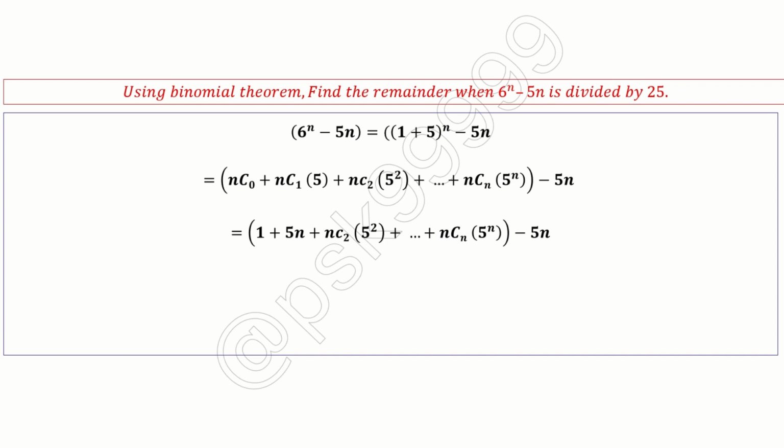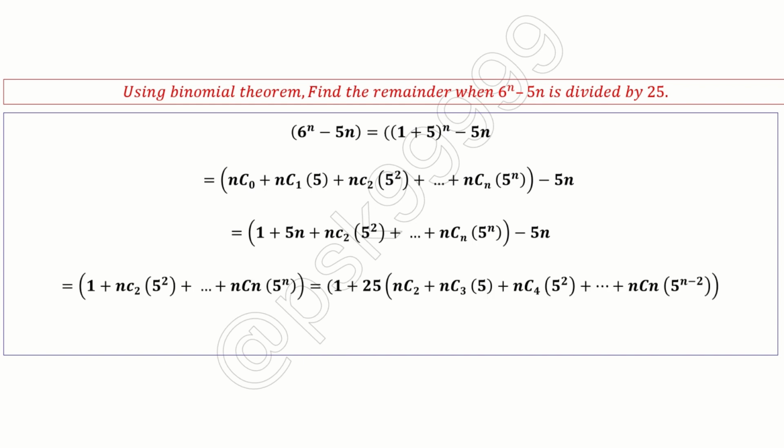Okay, so I can write this as 1 plus 5n, and then 5n and minus 5n get cancelled, so I will write it as 1 plus 25 times this whole number. So my 6 to the power of n minus 5n is finally left as 1 plus 25k, which means the remainder is 1, right? If I divide this by 25, I'll get remainder 1.